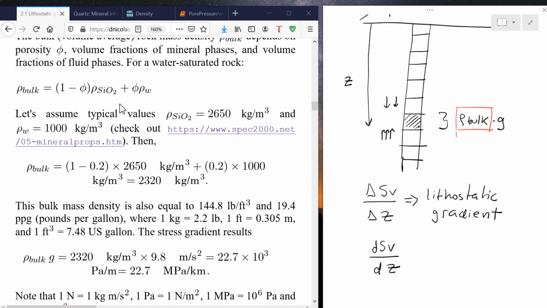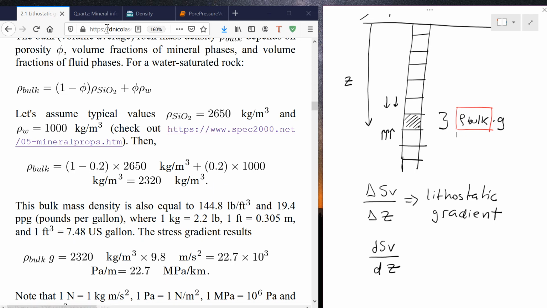Let's further assume that the density of quartz is 2,650 kilograms per cubic meter, and the density of water is 1,000 kilograms per cubic meter. And knowing that the porosity is 20%, this equation leads to a bulk density of 2,320 kilograms per cubic meter for this particular rock. So if you had another rock, for example, a carbonate, what you will have to do is look for the density of that mineral.